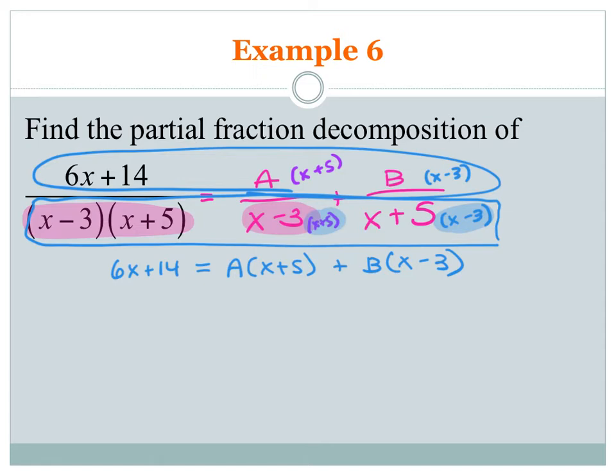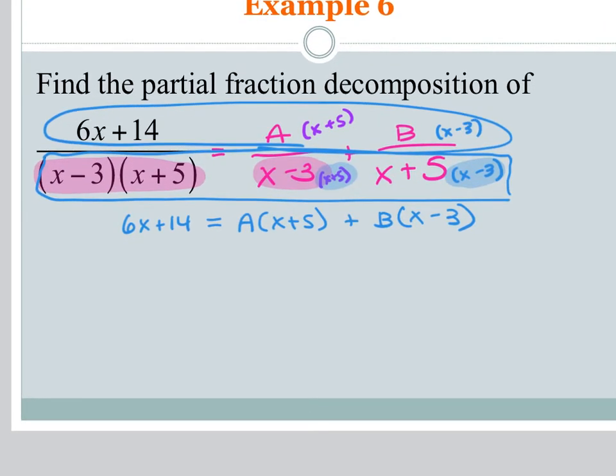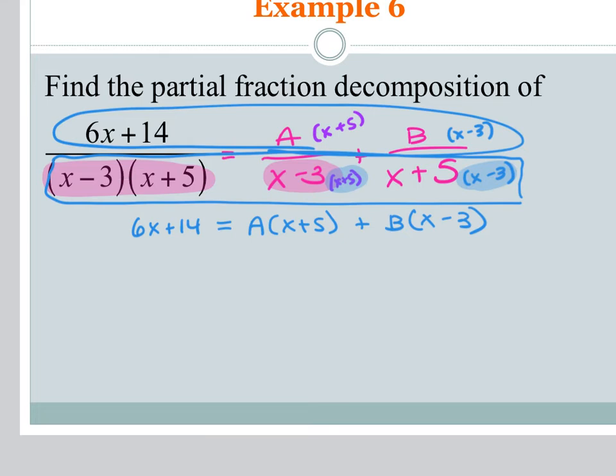So again, I only grab the numerators. Now, there are two constants, an A and a B, so I want to solve once to cancel out the A, and I want to solve once to cancel out the B. So what number could I plug in for x that would cancel out my A?